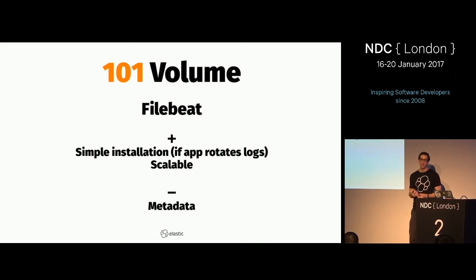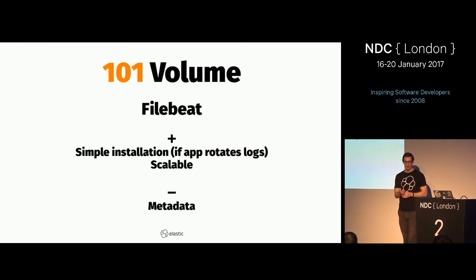And the final option is, in your application, you can just log to a specific file or volume you have mounted out, which is simple to install, especially if your app supports rotation. Otherwise, you will need to rotate manually somehow. It is very scalable, but again, metadata might be an issue. So you just mount some folder in and have Filebeat run outside and collect those log files and forward them.